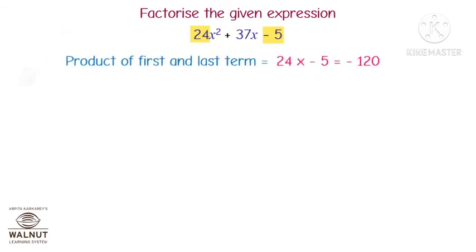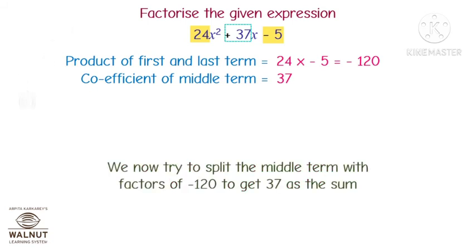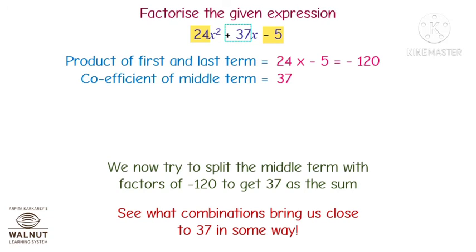Factorize the given expression: 24x square plus 37x minus 5. Product of first and last term is equal to 24 into minus 5, which is equal to minus 120. Note the signs here. Coefficient of middle term is equal to 37. Note the signs here too. We now try to split the middle term with factors of minus 120 to get 37 as the sum. See what combinations bring us close to 37 in some way.